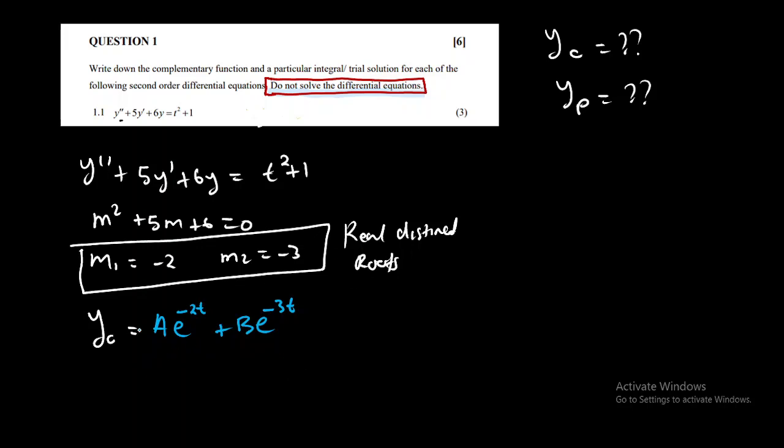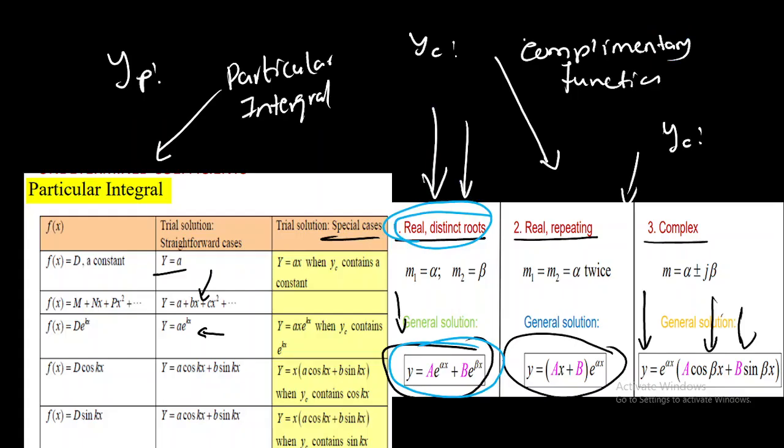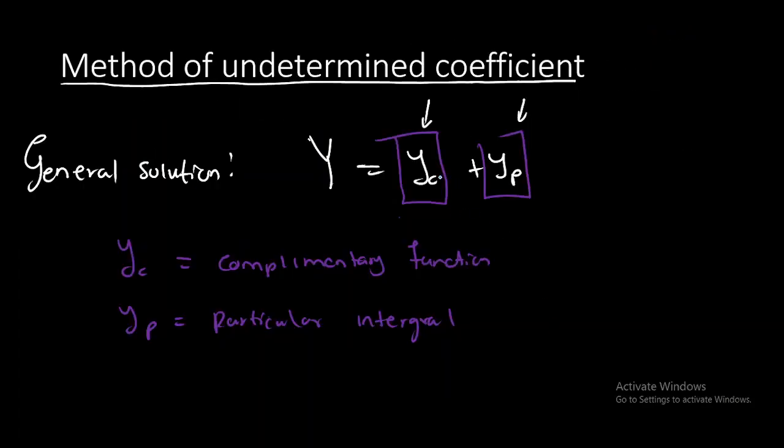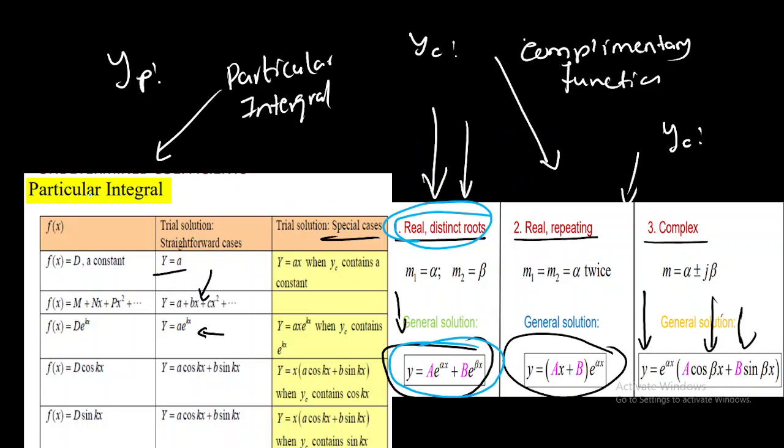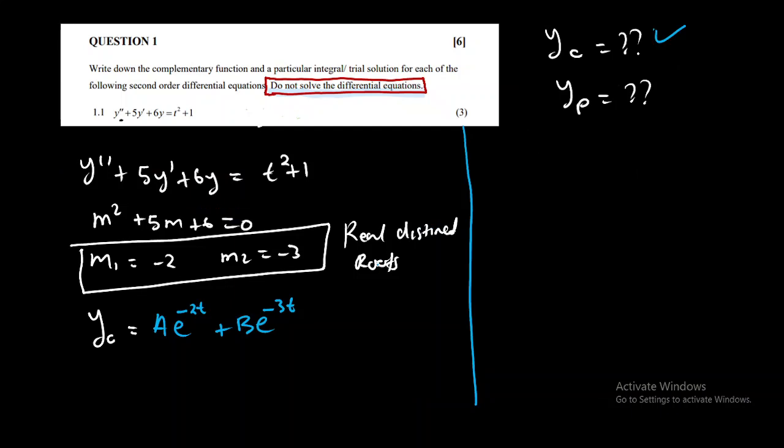This is your yc. So we're done with the first one. And then they said we must also determine what? Particular integral. As I have already mentioned, our general solution has our yc and our yp. For our yc, we use the nature of roots table, and for our yp, we're going to use the table which is written particular integral.